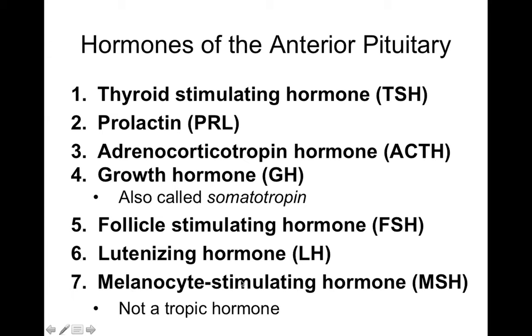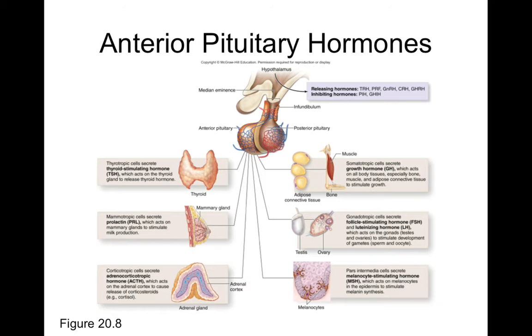Now, melanocyte-stimulating hormone, or MSH, guess what? This stimulates melanocytes, and melanocytes make melanin, which is the skin pigmentation you can find. It makes your skin darker. So what we find here, guys, is just a summary of the hormones released by the anterior pituitary gland. We've got thyroid-stimulating hormone, prolactin, adrenocorticotropic hormone, growth hormone, follicle-stimulating hormone, luteinizing hormone, and melanocyte-stimulating hormone.